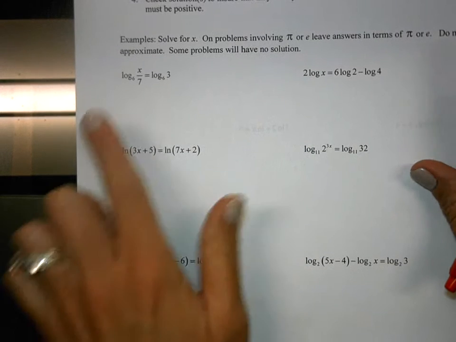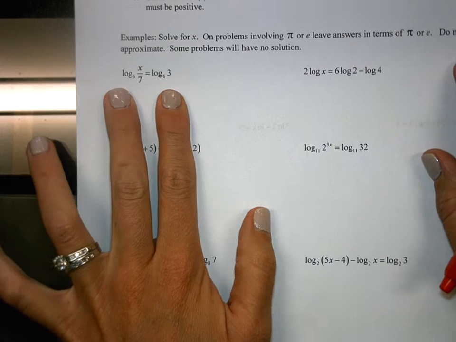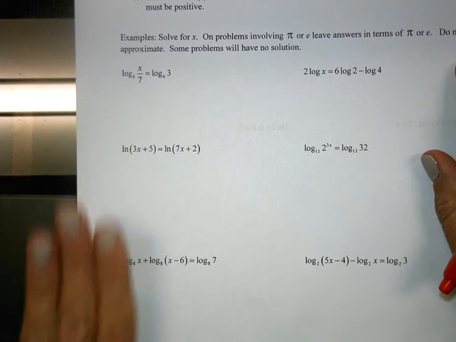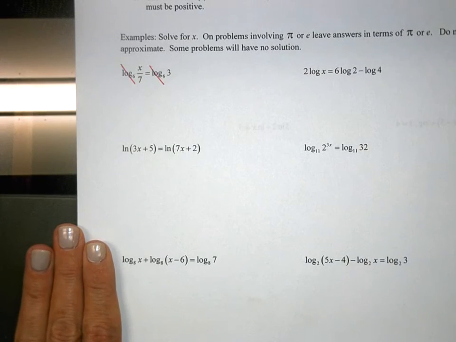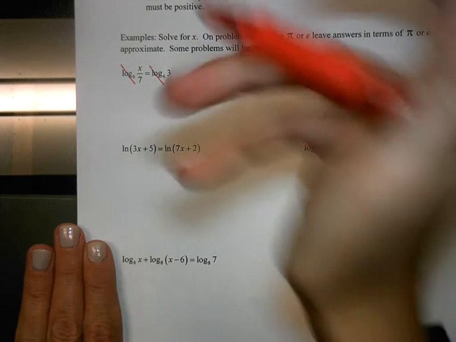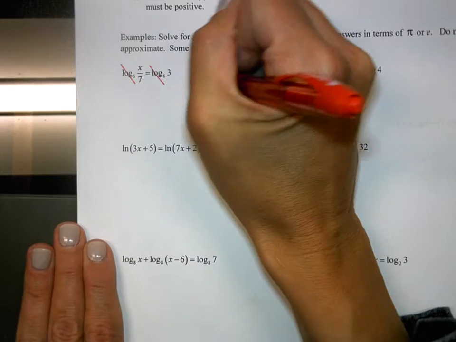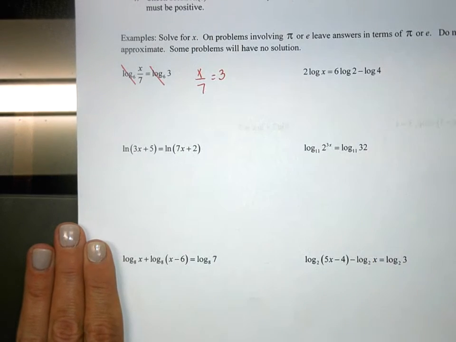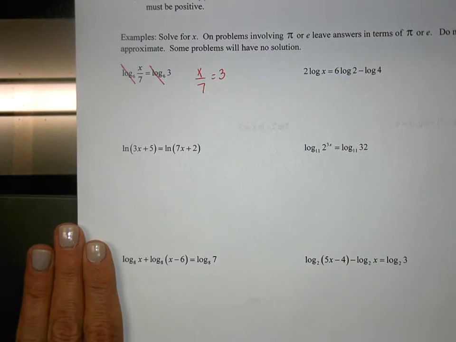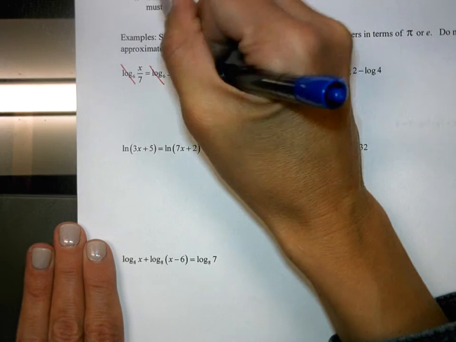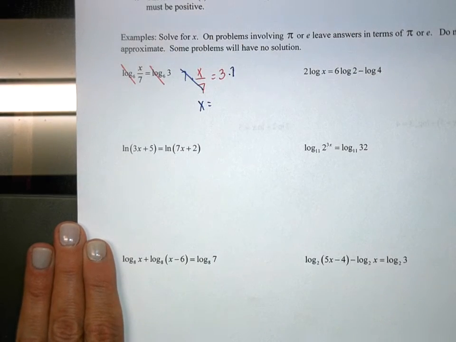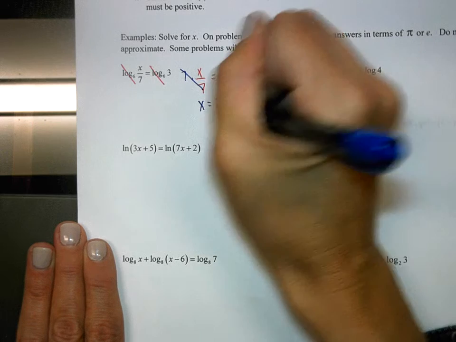On this first example, do you see how there's a single log on both sides? So we are just going to drop the logs, and we end up with x over 7 equals 3. Can we solve that? Yes, we can. How do you eliminate a fraction? How do you get rid of the 7 in the denominator? Very good. These cancel, and we get x equals 21.